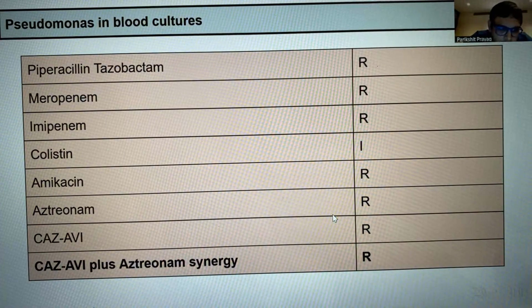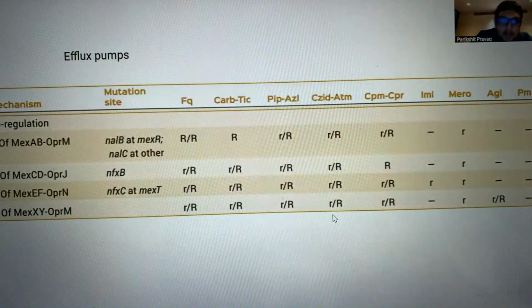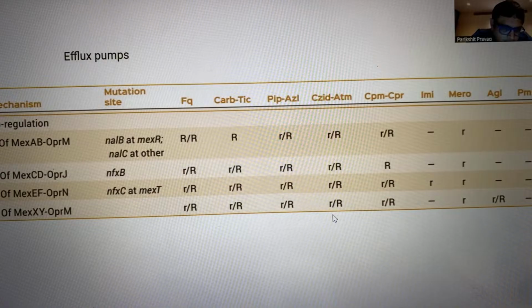Now, if you look at this type of Pseudomonas, it is failing the synergy of Caz-Avi plus aztreonam. So what could be the reasons that this Pseudomonas is failing the synergy? One important reason is the efflux pumps. Although traditionally you would have expected avibactam to take care of, let's say, the AmpC that was there, and the NDM, you would have expected aztreonam to work there. The combination is not working because of the efflux pumps.